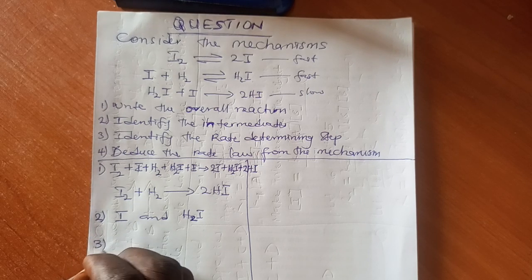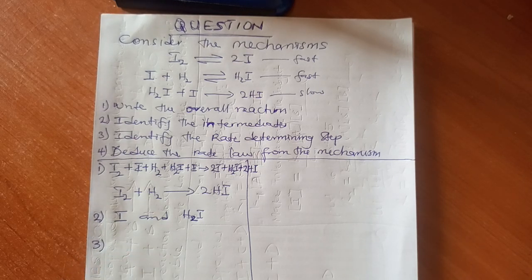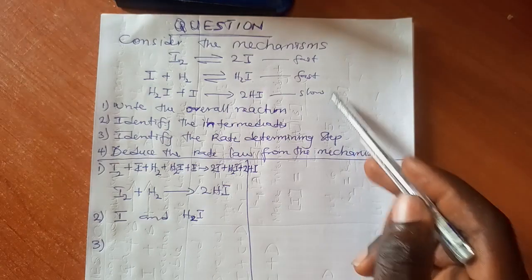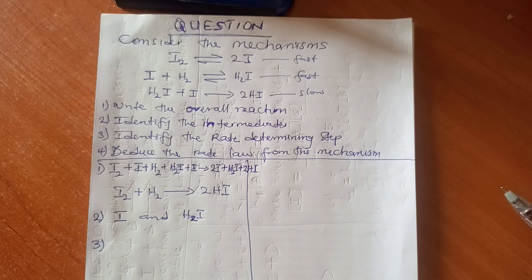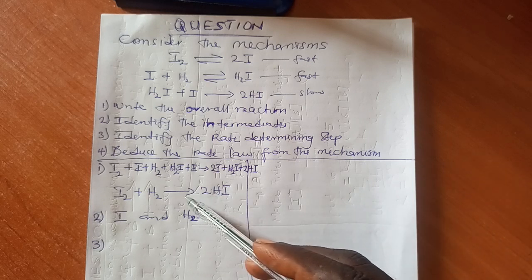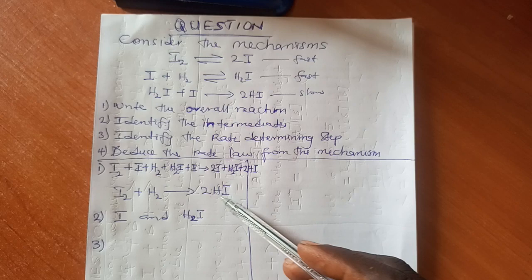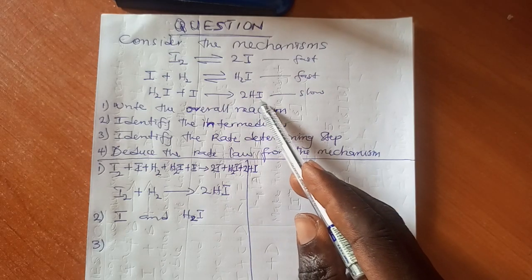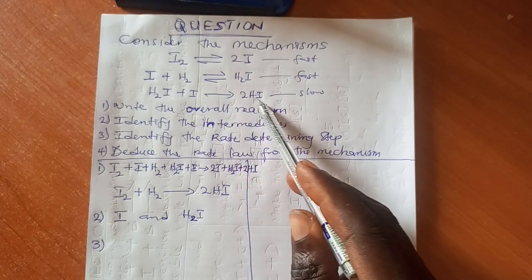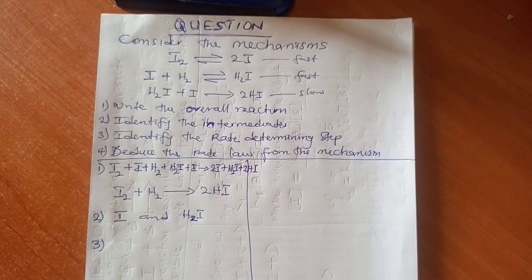Then number 3, identify the rate determining step. The rate determining step, I told you, is the slow process, but I don't want to judge by the slow process only. I've already told you that your rate determining step leads to the final product. It gives you the product, and when you look at the overall reaction, what is the product you have here? Your HI. Then what is the product you have here? HI. That tells you that it is the rate determining step. That is one way of knowing. Another way is that it is the slow process. But we can have many slow processes, and the question will not tell you the slowest process.